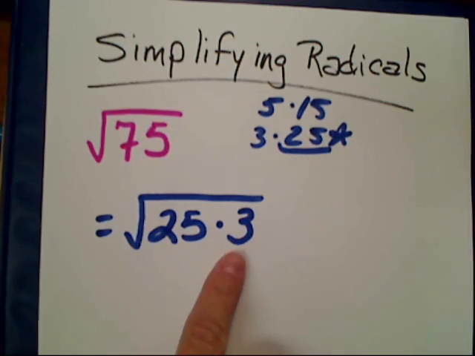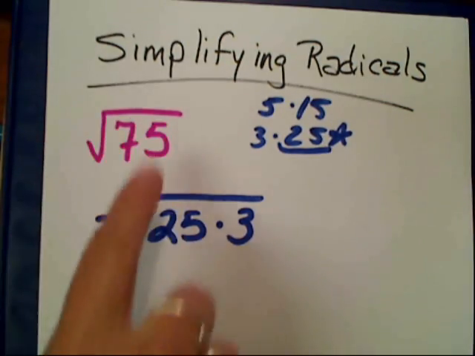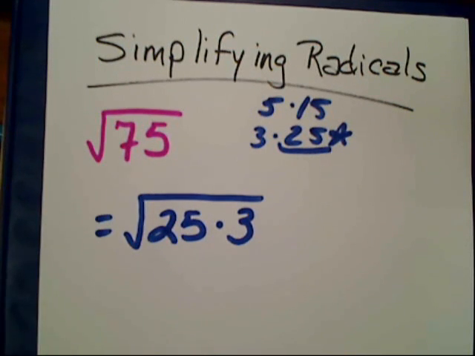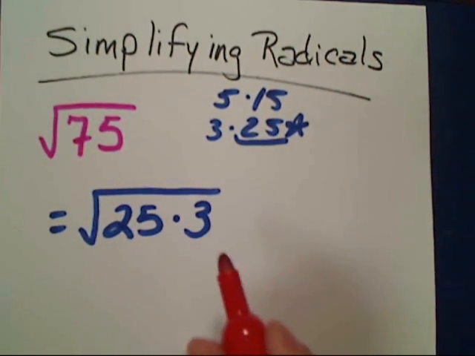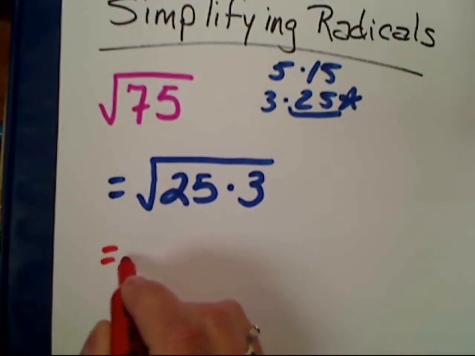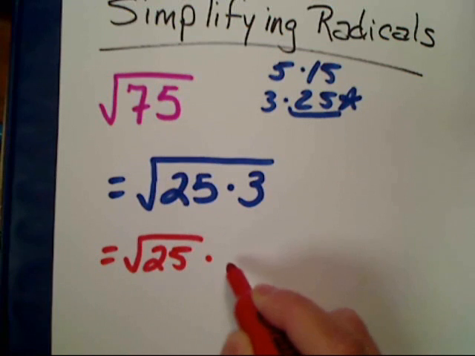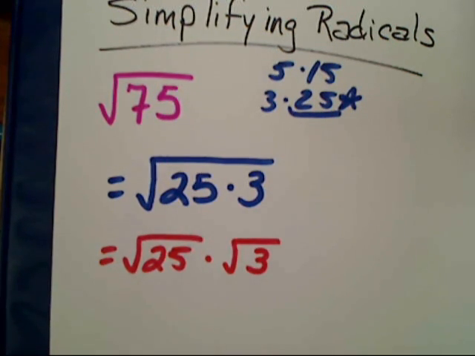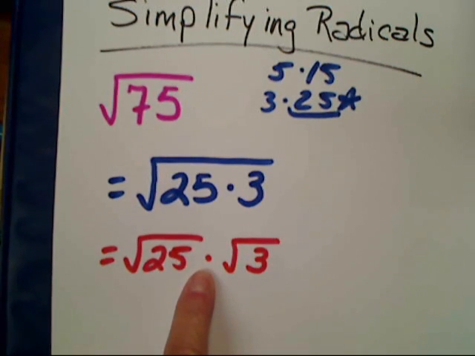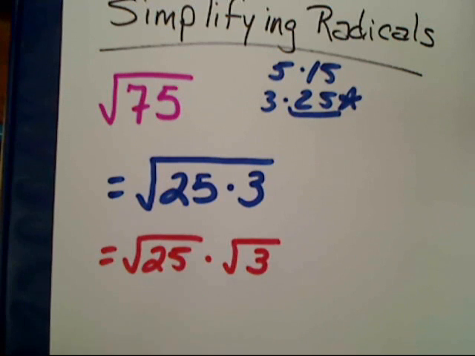So 25 times 3 is the same thing as 75. We still have the square root symbol because we have not used it yet. We can't just make it disappear. Okay? But now we can apply our product law of radicals. It says that if I have a product, I can write that as two separate radicals. So that's what I'm going to do. The square root of that is going to be equal to the square root of 25 times the square root of 3. Technically in this spot, the multiplication dot is not necessary. I'm using it to give myself a little extra space and to remind myself that I'm multiplying.